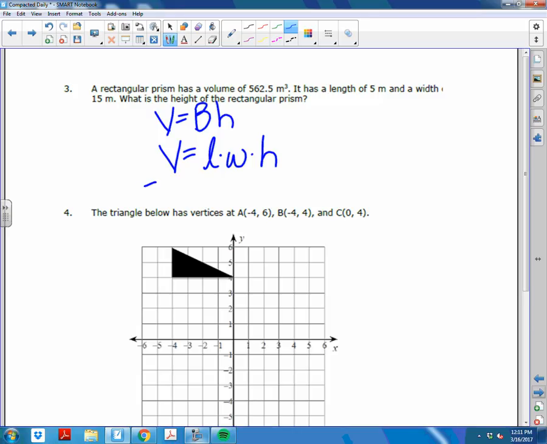It says the volume is 562.5, so we put that where the V is. It says that the length is 5, the width is 15, and we do not know the height. You have to draw figures still, right? No, it didn't say to draw it.